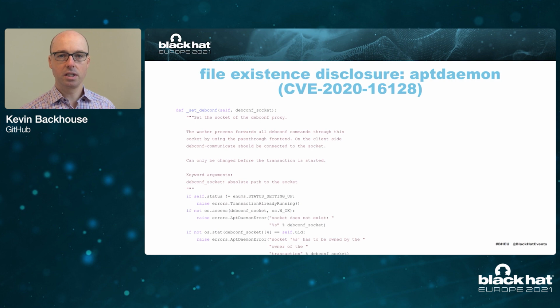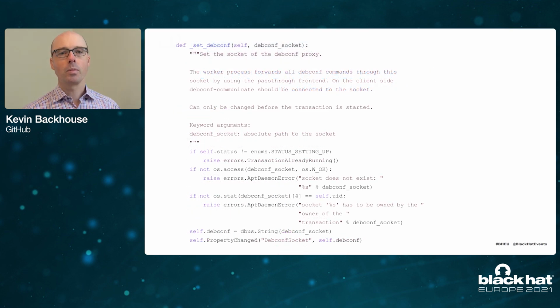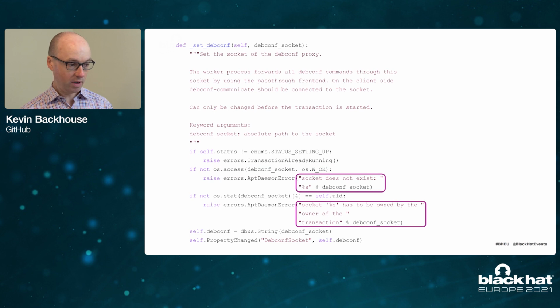Okay, so this is an example of a file existence disclosure bug. Let me just make that a bit bigger. So the bug here is that debconf socket is a path that was sent by the user, and aptd is using its root privileges to check whether that file exists. And the problem is that you can tell from the error message whether or not that file exists. Now, that's not a very serious vulnerability, but sometimes bugs like this can be quite useful as part of an exploit chain.